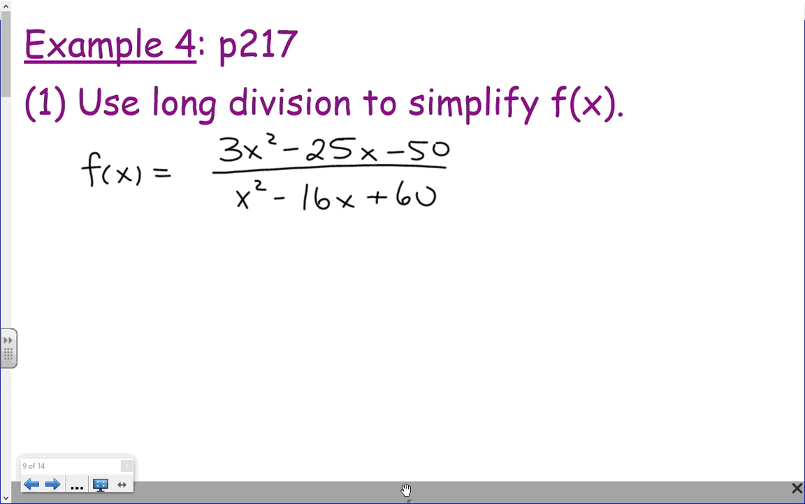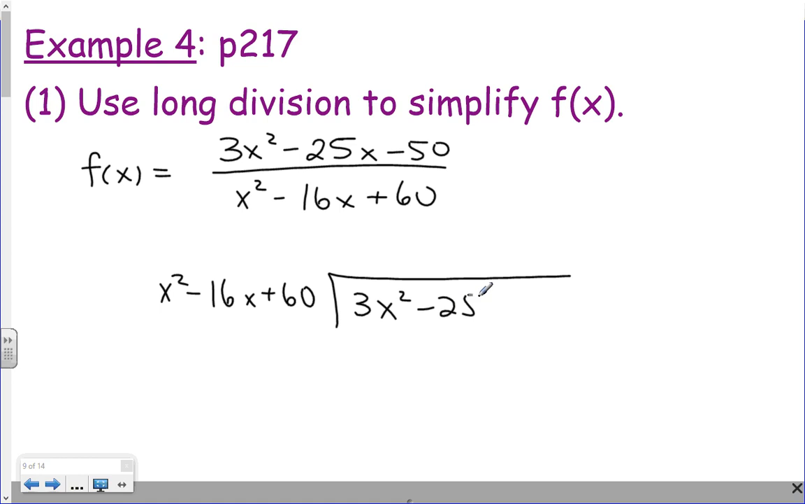All right, so let's use long division to simplify this. Long division looks something like this. It gets set up a little bit different than synthetic division. We'll take the denominator, which is the x squared minus 16x plus 60, and we're going to write that out front. And then we put our division bar here. We're going to divide that by the numerator, which goes underneath this division bar here. It's 3x squared minus 25x minus 50.